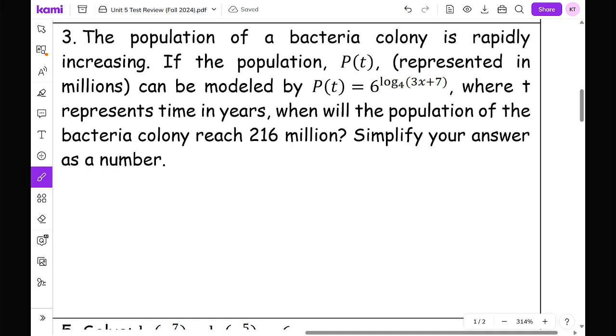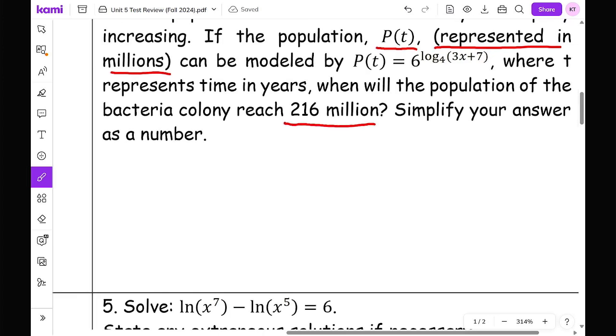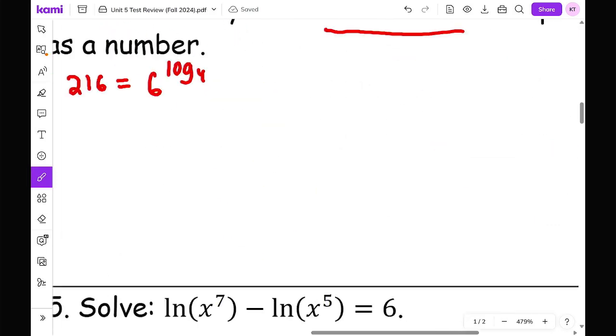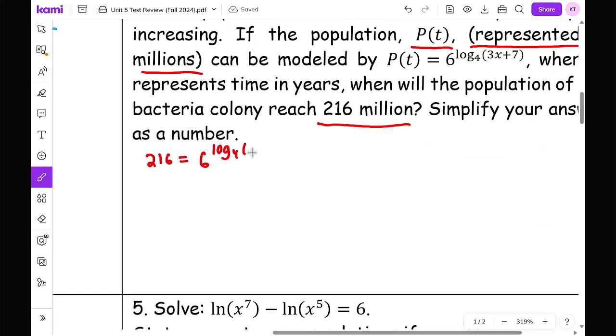All right, so the first thing you want to do here is go ahead and set up our whole entire equation here. So we know it's 216 million. Now it says also that P of t is represented in millions. So what I'm going to go ahead and do is I'm going to set 216 equal to 6 to the power of log base 4 of 3x plus 7.